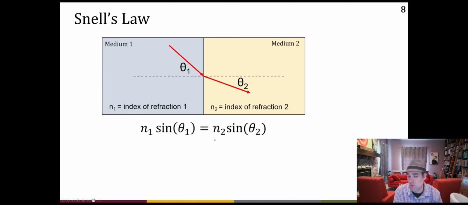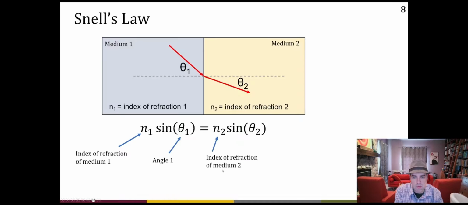Now, we can calculate directly what these angles are going to be using Snell's law. So this is medium 1 on the left, and on the right is medium 2. We have our incident angle of theta 1, and this is index of refraction n1, and our refracted angle theta 2, and index of refraction of material 2, n2. And this is Snell's law here. So n1, index of refraction of medium 1, sine theta 1, that's the angle 1 here, equals n2, index of refraction of medium 2, sine theta 2, angle 2.